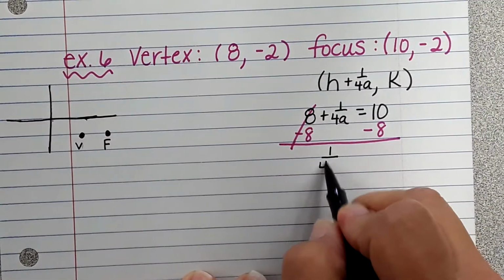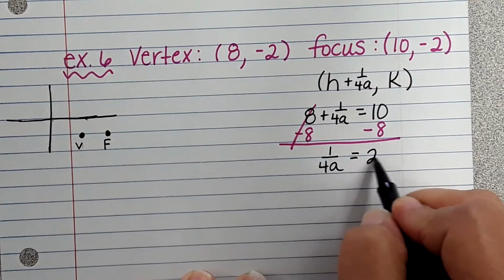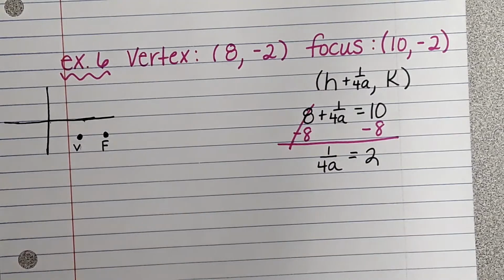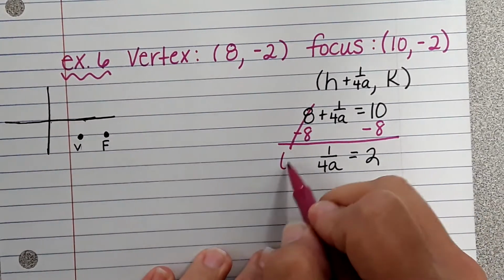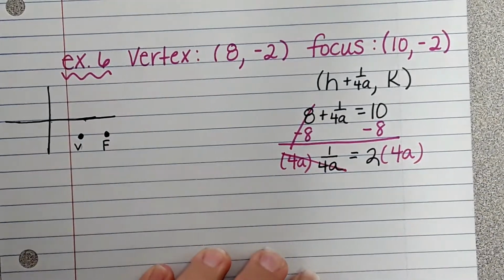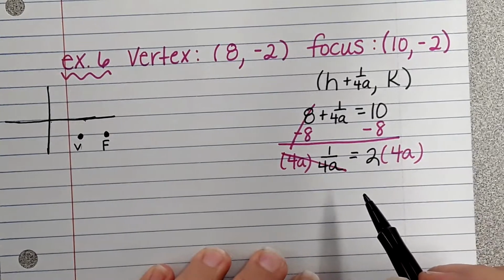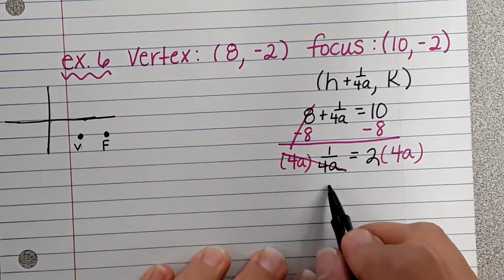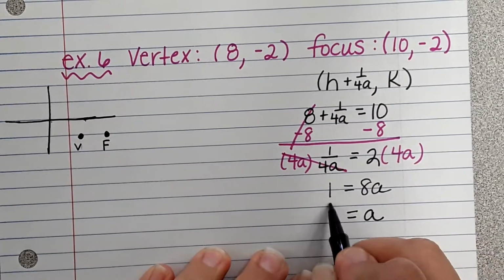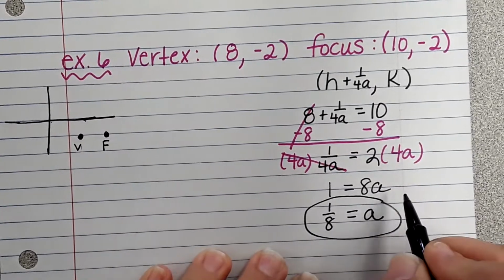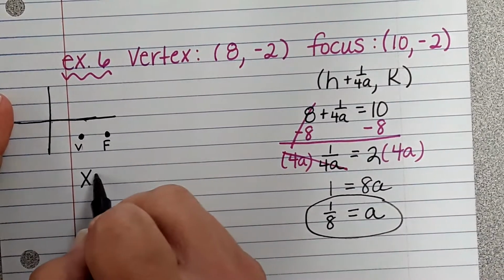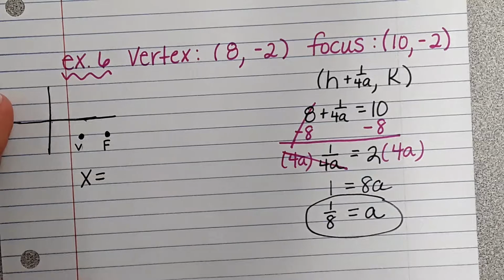I get 1/4a. Oh, I picked the same one. Okay. And now what am I going to do? Multiply everything by 4a. I get 1 equals 8a. And what does a equal? Now, because this is a right or left one, it's going to be x equals, what is a? 1/8.